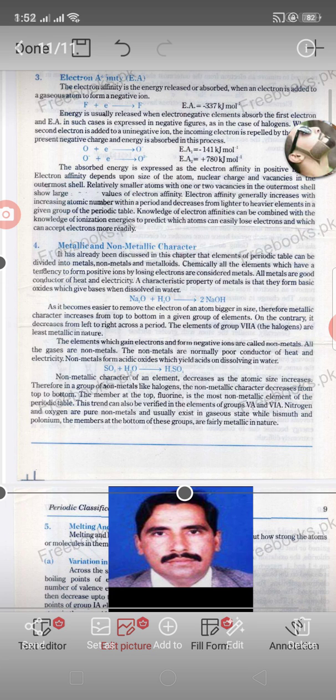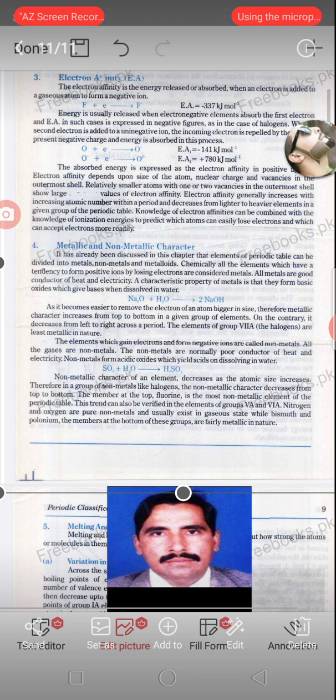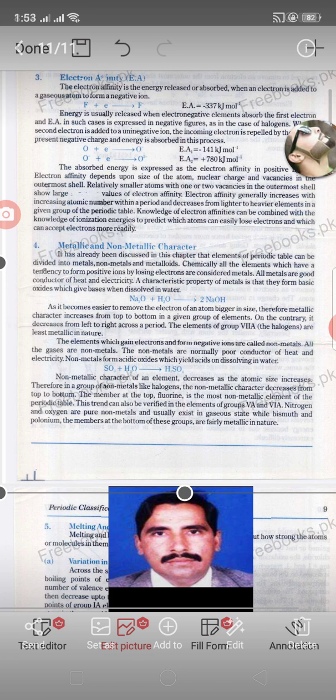Electron affinity is usually energy released when the first electron is added to an atom, especially when an electronegative element absorbs the first electron, and electron affinity in such cases is expressed with a negative figure, as in the case of halogens. When a second electron is added to a uni-negative ion, the incoming electron is repelled by the negative charge already present on the gaseous ion. Hence, energy is required for the second electron to enter.